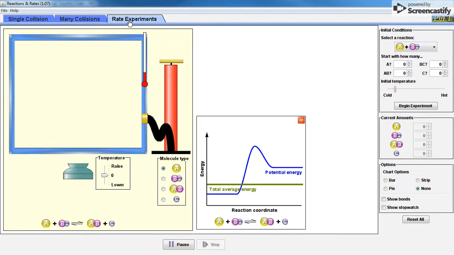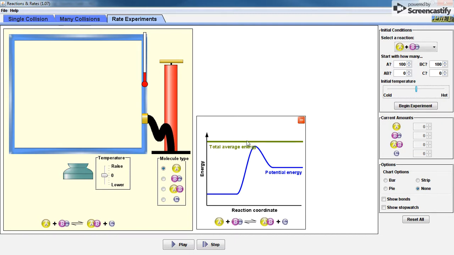So the first thing you do is you click on the rate experiments. Next you look on the right hand side and we have 100 of each of the reactants. So you just type that in and notice then when we change the temperature, the average kinetic energy increases.